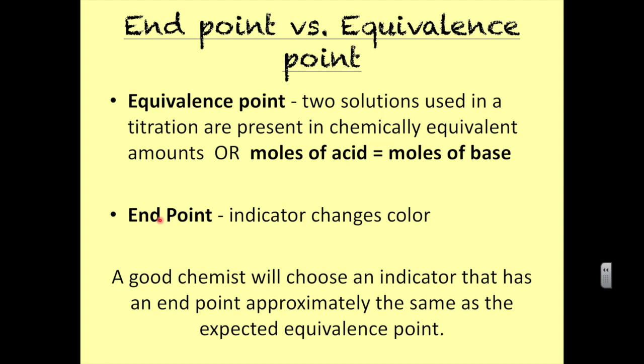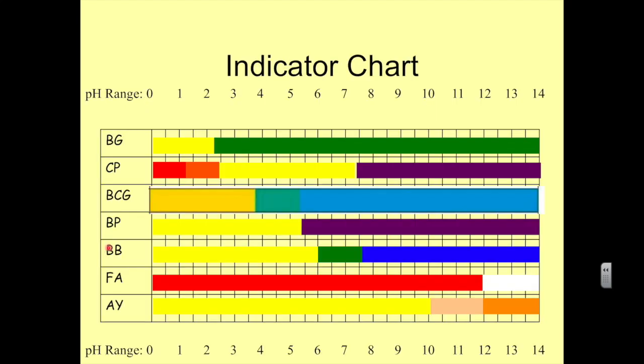Now, the endpoint is simply just where the indicator changes color. So there are many indicators to choose from, so a good chemist will choose an indicator that has an endpoint approximately the same as an expected equivalence point. There are many different indicators that you have.